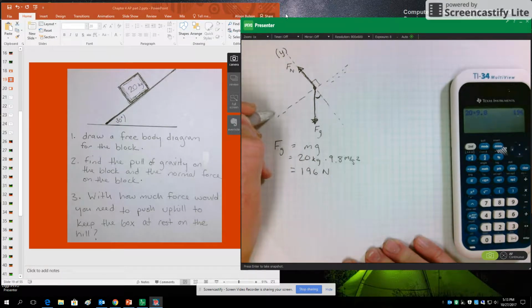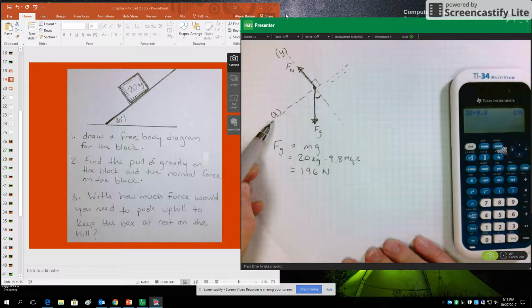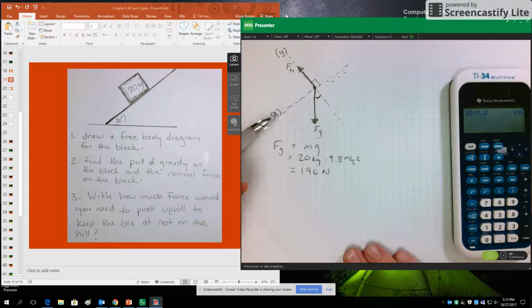And it's kind of backwards, but I would choose positive x, if I'm going to label them x and y, as down the plane, because I know that the acceleration of this block, if we allow it to accelerate, will be down the plane. But this is arbitrary. You can keep up the plane to be positive if that's comfortable for you.